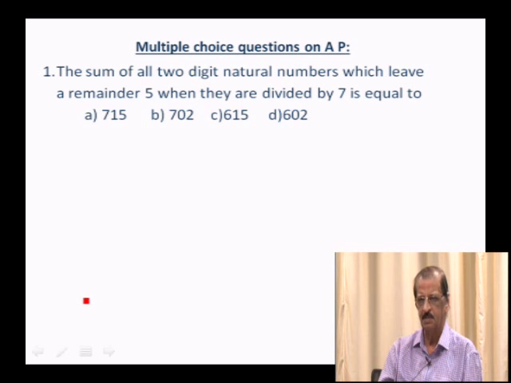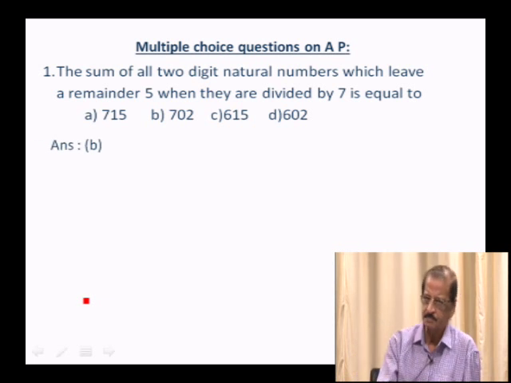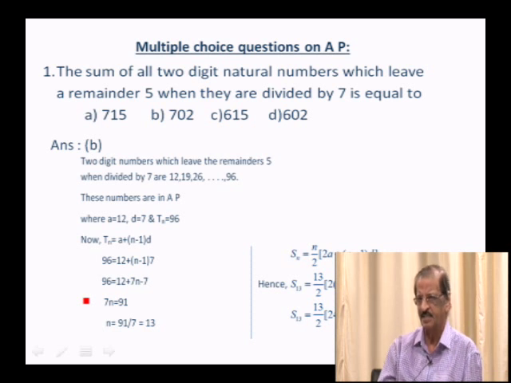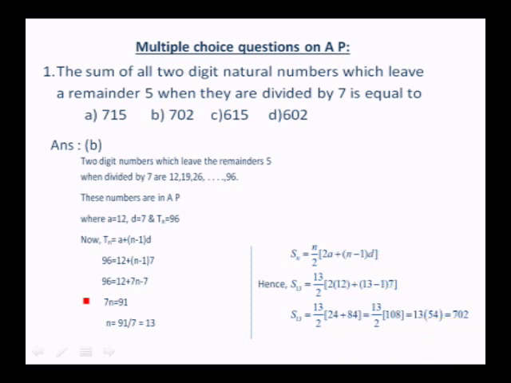So if you take 12, the next number is 19. The last number is 96, because you cannot take 99 as the last number. So you have to take 96 because it leaves the remainder 5 when divided by 7. Now if you consider these numbers 12, 19, 26 etc. 96, it's an AP. So this is an AP with first term A equals 12 and common difference 7, and the last term Tn is equal to 96.